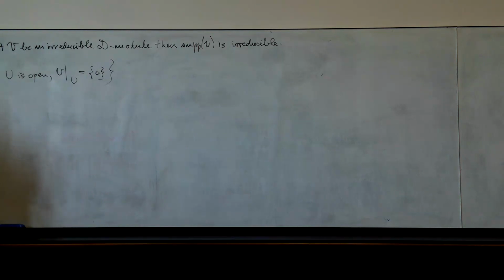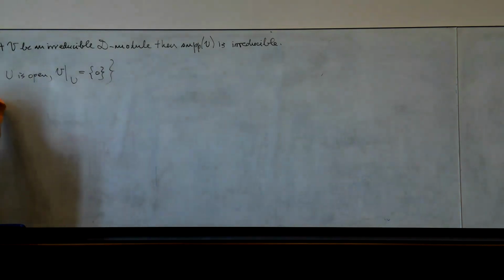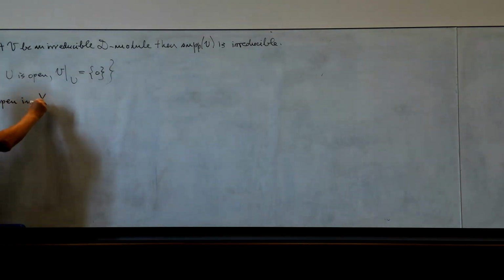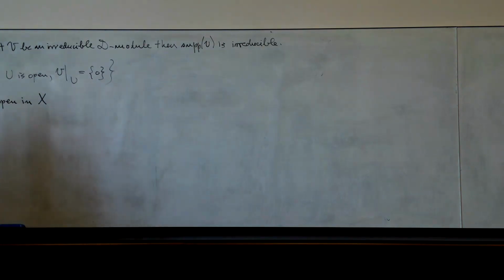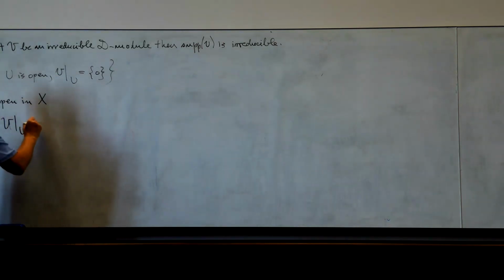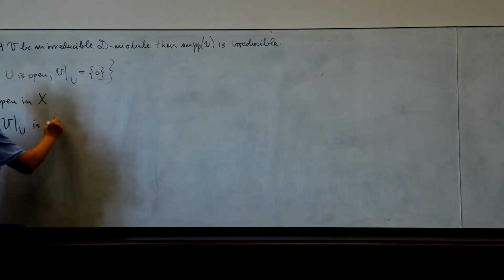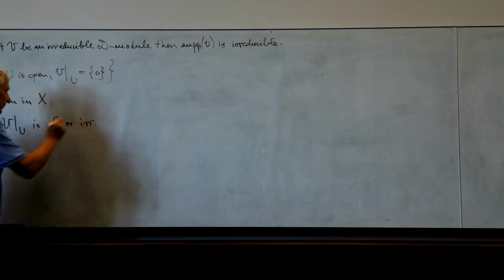As fast as possible. So let's assume that we have our smooth variety X, and we have U, which is open in X, and then say if V is irreducible on X, that V restricted to U is either 0 or irreducible. This is what we just proved.